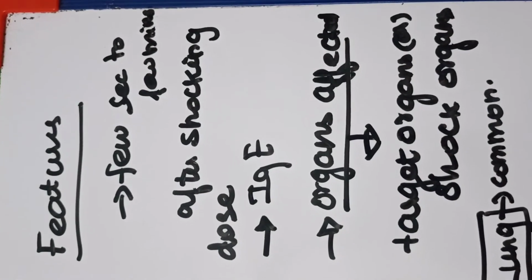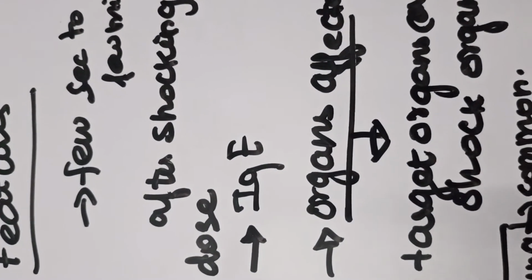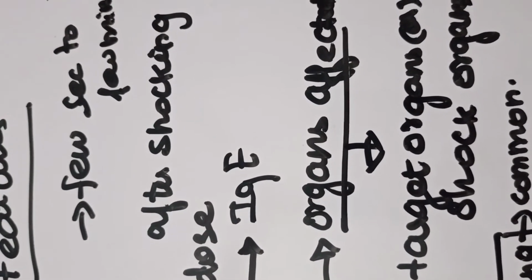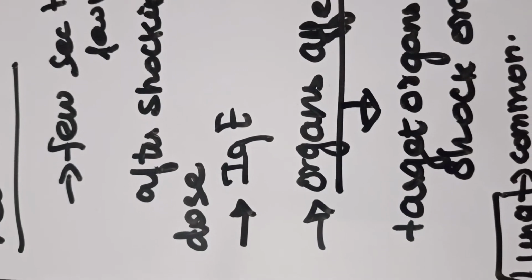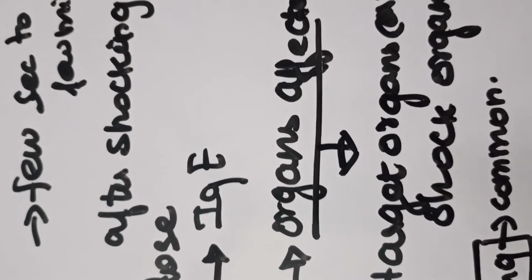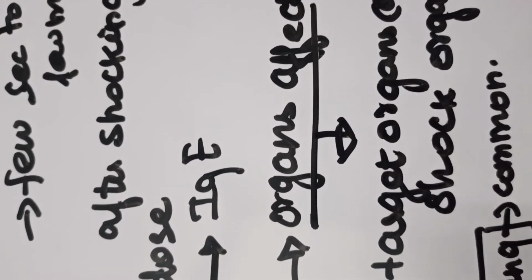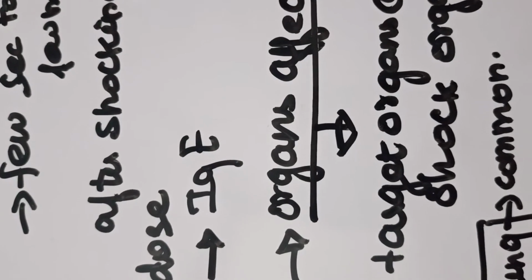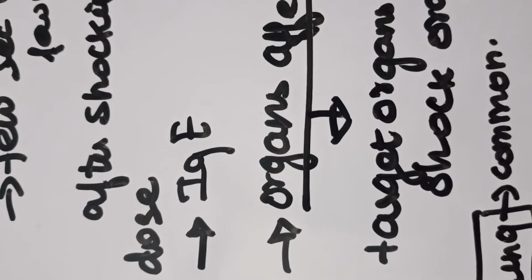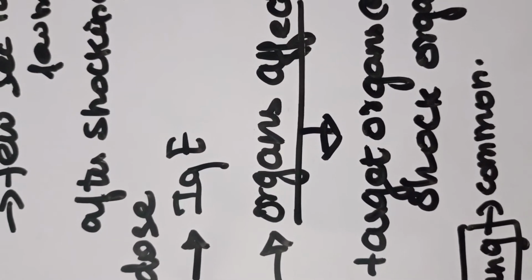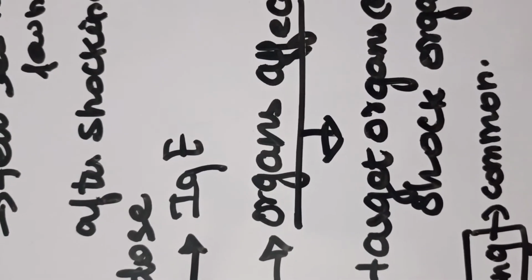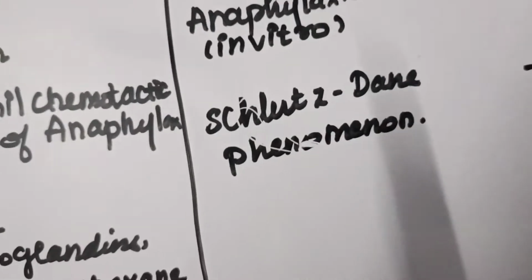Features of this anaphylaxis. This anaphylaxis may take a few seconds to a few minutes after the antigen is encountered in the host body. And this is mediated by IgE antibody, as we all know. And there are some organs that get affected because of this, and these organs are called target organs, or they can also be called shock organs, right? The most common shock organ is your lung, where it might end up in bronchospasm, laryngeal edema, and even death. Now let's discuss the types of anaphylaxis.